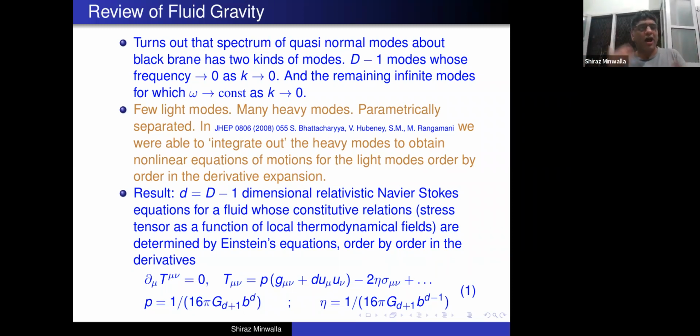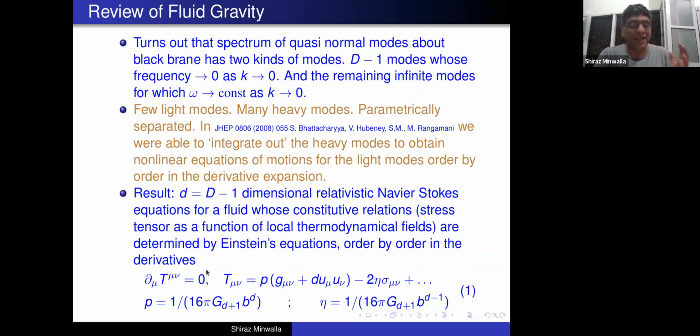More or less every time this situation arises in physics, one can find an effective nonlinear problem for the light modes by integrating out the heavy modes. Now, in this paper written long ago now, 15 years ago, we were able to do this problem. We were able to integrate out the heavy modes and find the effective nonlinear theory of the light modes.